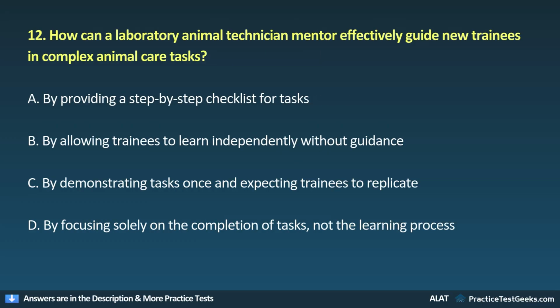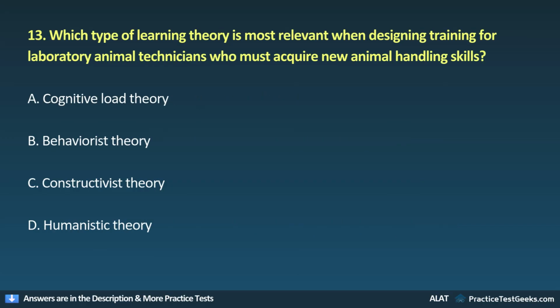12. How can a laboratory animal technician mentor effectively guide new trainees in complex animal care tasks? A. By providing a step-by-step checklist for tasks. B. By allowing trainees to learn independently without guidance. C. By demonstrating tasks once and expecting trainees to replicate. D. By focusing solely on the completion of tasks, not the learning process.